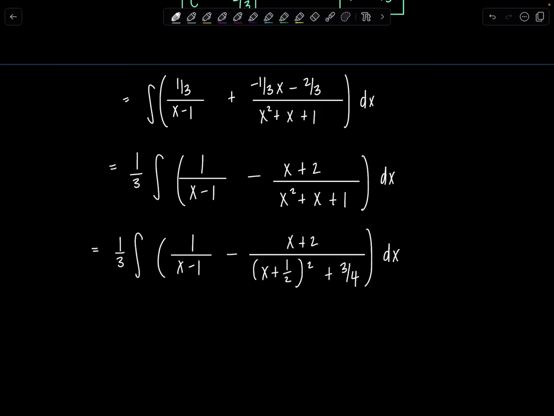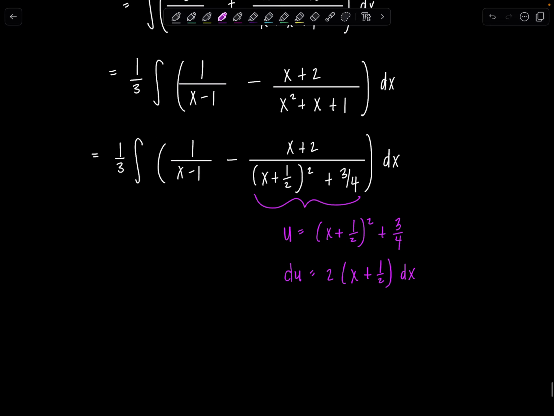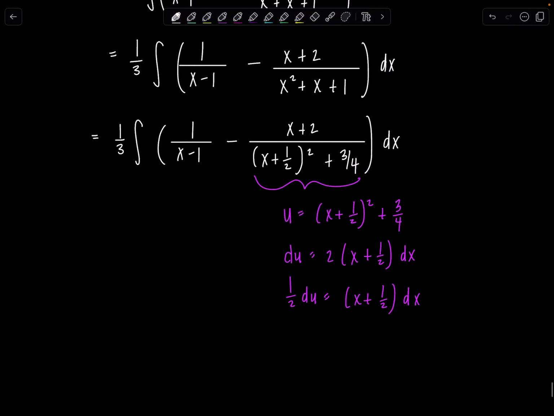Okay, now, basically what I want to do is do a u-sub and have u be the entire denominator, x plus 1/2 squared plus 3/4. And then du would be 2 times x plus 1/2 dx, very good, which means 1/2 du would be x plus 1/2 dx. So what I want is to have x plus 1/2 in my numerator. Right now I have x plus 2. So we're going to adjust it.